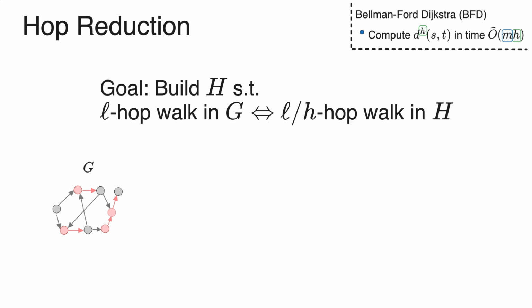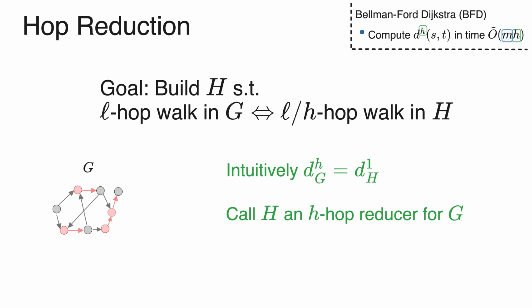To overcome this issue, Fineman came up with this idea called hop reduction. So basically, he wants to build one auxiliary graph such that any L-hop walk in the input graph G is equivalent to one L/H-hop walk in the auxiliary graph. Or intuitively, you can imagine it as the H-hop distance in the input graph is roughly the 1-hop distance in the auxiliary graph. And for convenience, we will call this graph an H-hop reducer for G.